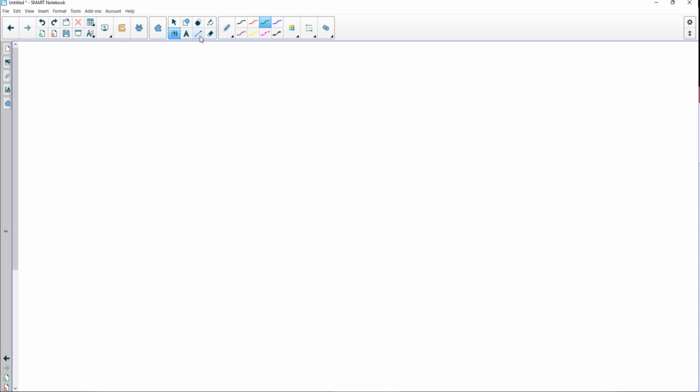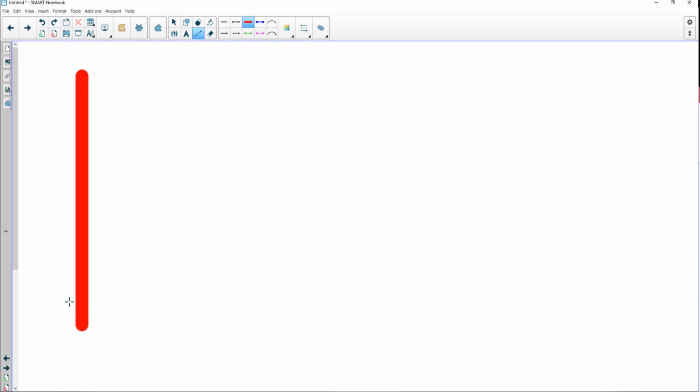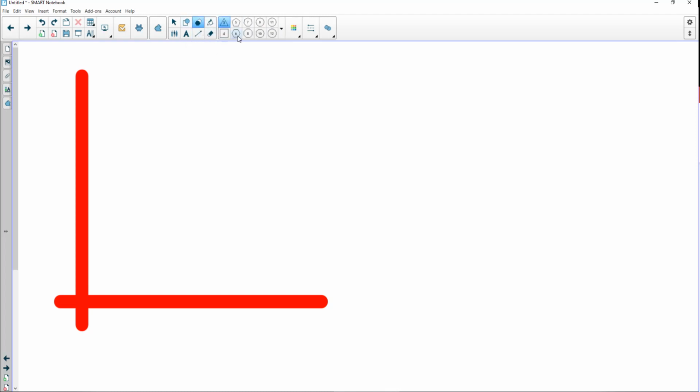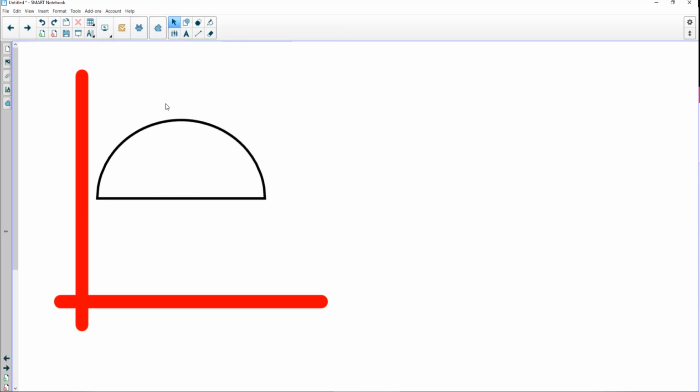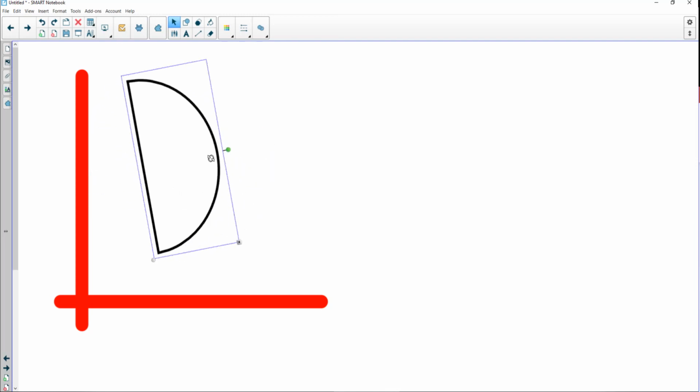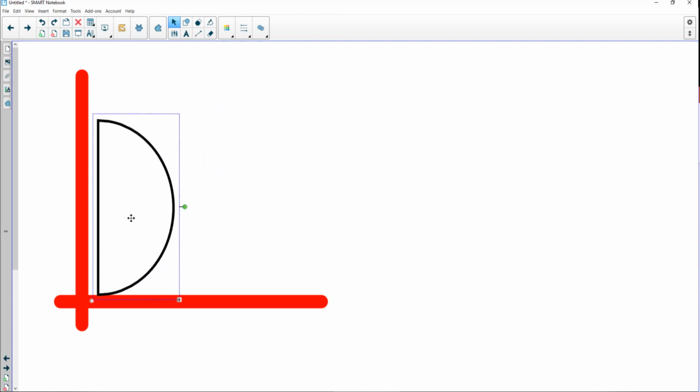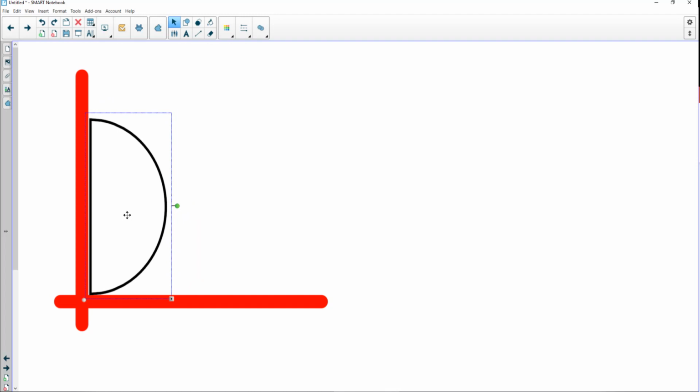So what happens if I take my y and x-axis, and then I make a semicircle. So let's get a semicircle here. Let's see if I can rotate this thing here. Okay, so I have a semicircle.